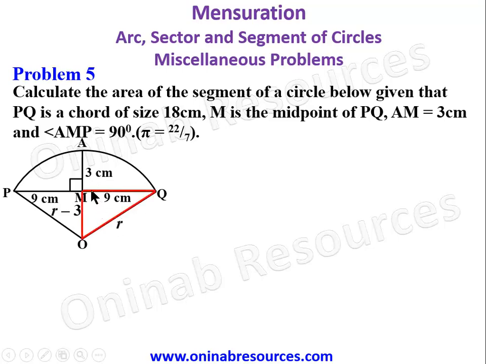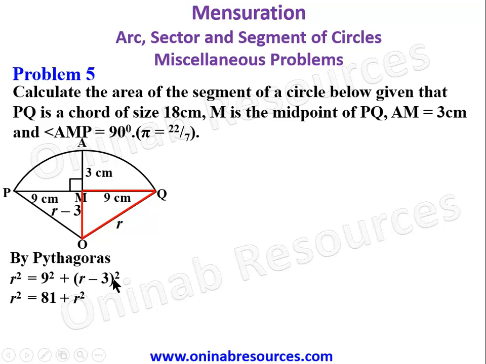We now consider this triangle MOQ, where this is the right angle. This is the hypotenuse, and these are the other two sides. We can apply Pythagoras theorem. So by Pythagoras theorem, the hypotenuse, which is r squared, is equal to 9 squared plus (r minus 3) squared. So we have r squared equals 81 plus, expanding this, r squared.